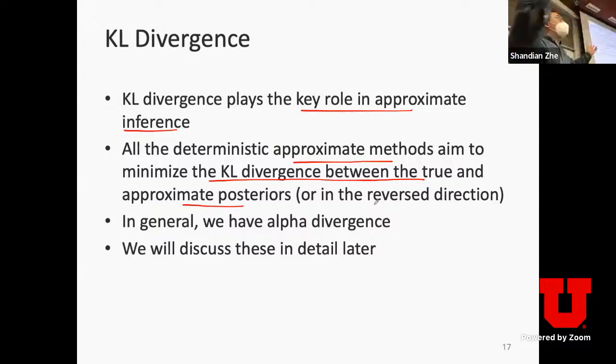So I'm going to pre-assume a family of distributions. So this is the ground truth, right? This is my family. I want to pick the best one in my family, which is closest to the ground truth. But how do we measure the difference between my approximate distribution and the true posterior? KL divergence. Right? There are alternatives to KL divergence, but they are far less popular. In general, we can have alpha divergence, which can be viewed as a more general version of KL divergence. We'll discuss this later in detail.